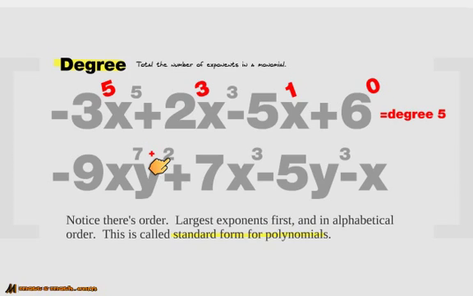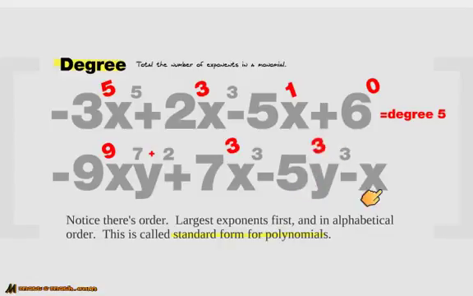So it's 7 plus 2. So the degree of this first term becomes 9, because the x has the 7, the y has the 2. Add them together, and you get 9. Whereas this one, x to the 3rd, is 3. What's the degree here? If you said 3, you're right on.